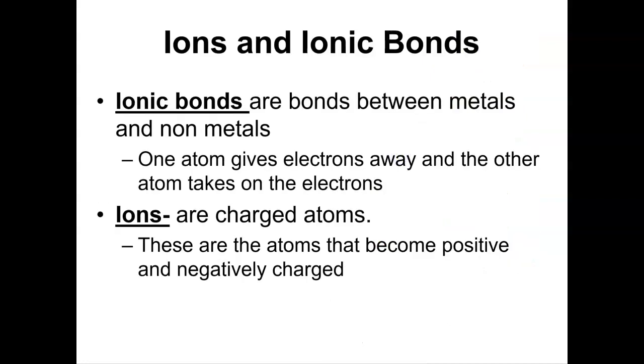Ionic bonds are going to be bonds between metals and nonmetals. So they're going to give away or take on electrons. And when they do that, they become charged. And so each one of those elements at that point is referred to as an ion. It could be a positive ion if it's giving away electrons, and it can be called a negative ion if it's taking on electrons.